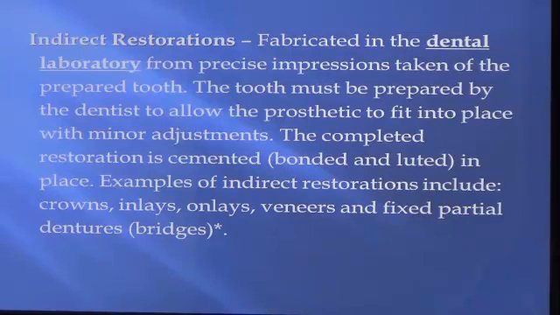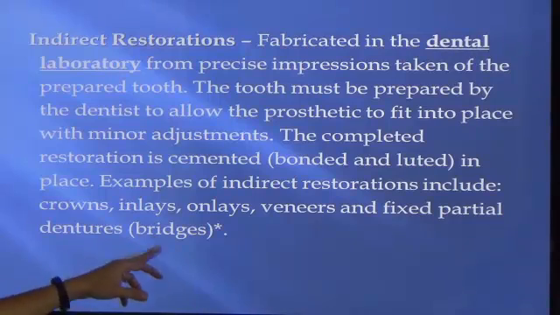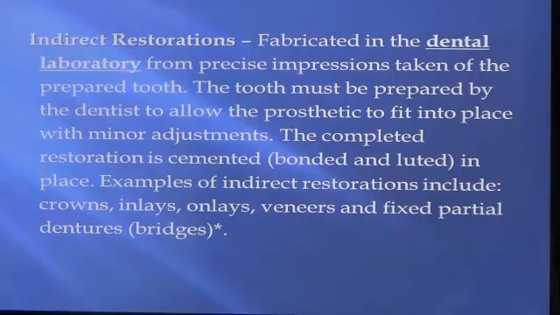Examples of indirect restorations are crowns, inlays and onlays, which will cover veneers. Everybody's heard of veneers. They're just porcelain facings. And fixed partial dentures. Okay, fixed partial dentures is another name for a bridge. So a partial denture, you're replacing a missing tooth. It's just like a partial, like those little spiders, but it's cemented in there.